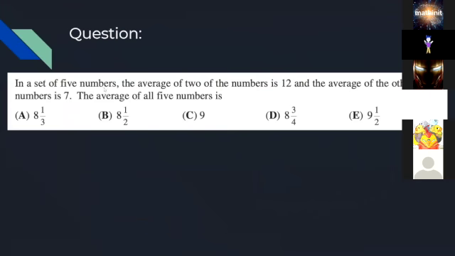This is the question. In a set of 5 numbers, the average of two of the numbers is 12, or the mean is 12, and the average of the other three numbers, or the mean of the other three numbers, is 7. Then the average of all 5 numbers is either A, 8 and a third, B, 8.5, C, 9, D, 8 3/4, or E, 9.5.